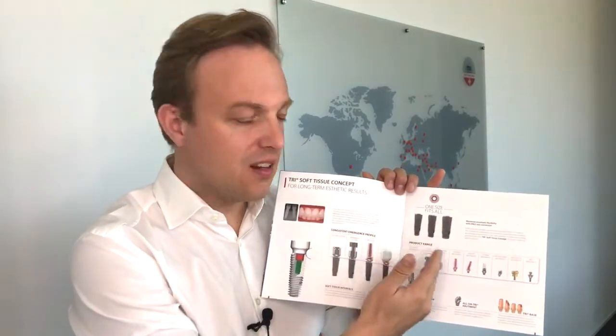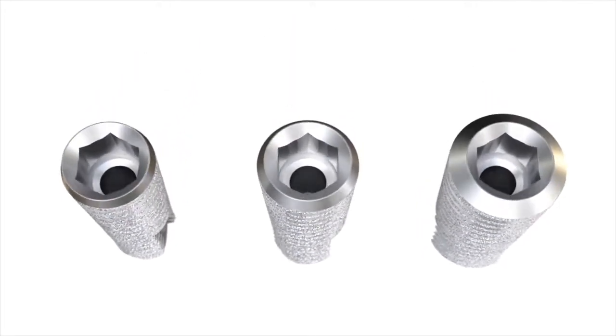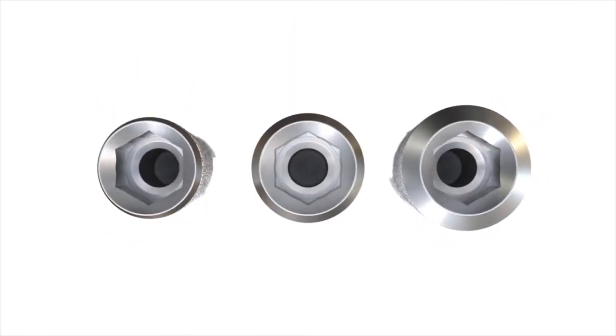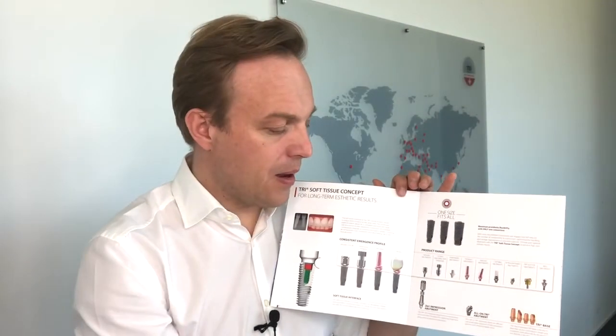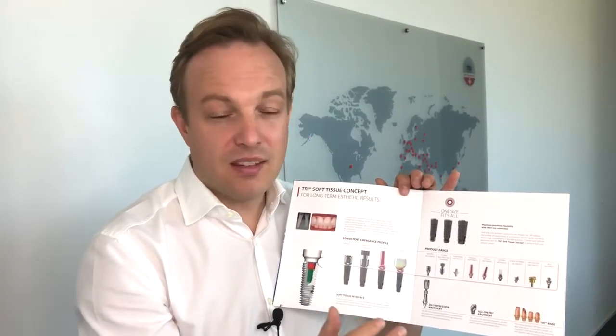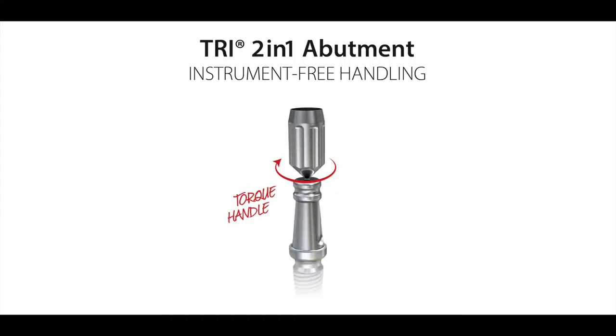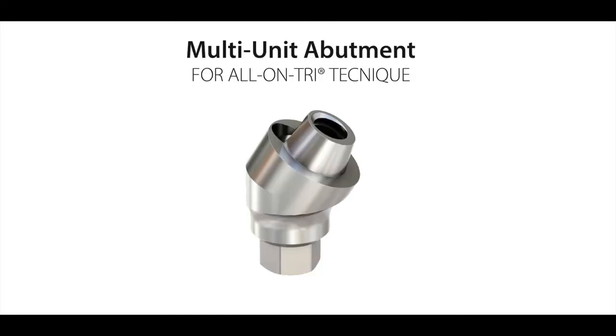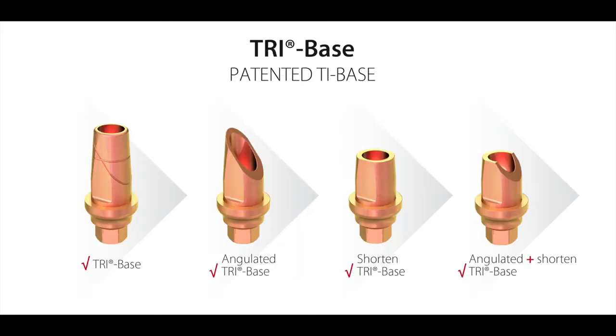On the other side, the simplicity of our system. 3 implant diameters with 1 connection. Whatever abutment you open, it will fit on our implant. With the standard line of abutment components, and some highlights like the 2-in-1 impression abutment where you have an impression post and a final abutment in one component, the all-on TRI abutment for all-on-4 treatments, or the TRI base which is patented and can be individualized to your needs.